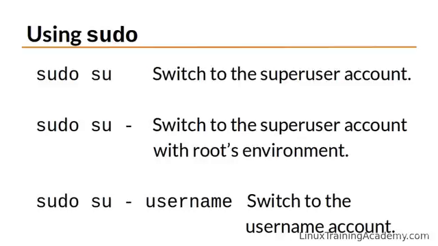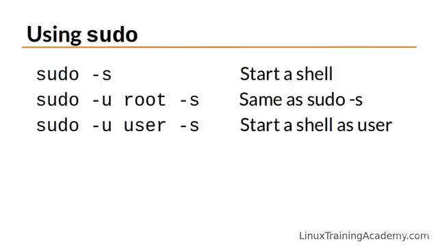You can use sudo space su to switch to the super user account. If you use sudo space su space dash and hit enter, you get switched to the super user account with the root's environment. Sudo space su space dash space a username would switch to that username's account with an environment like you would expect to see had you logged in as that user. Another way to switch to another account with sudo is to use the -s option. If you run sudo space -s, that will start a shell as root. You can specify a user with the -u option.